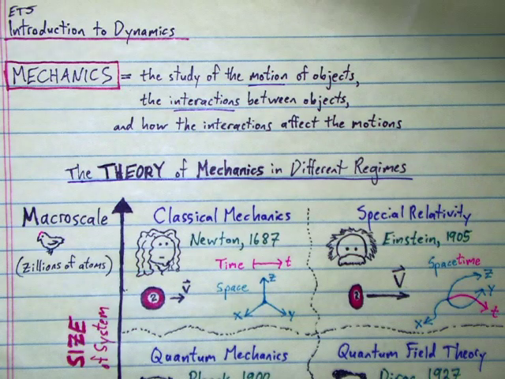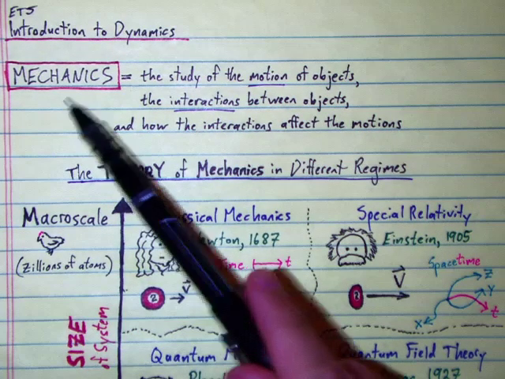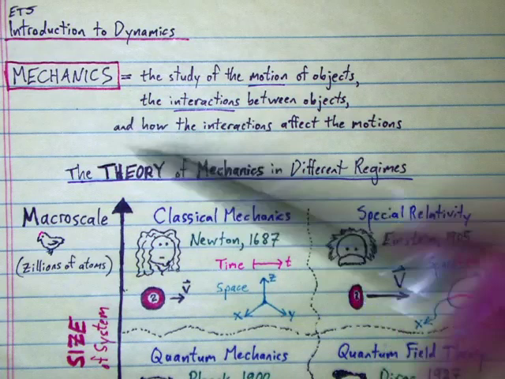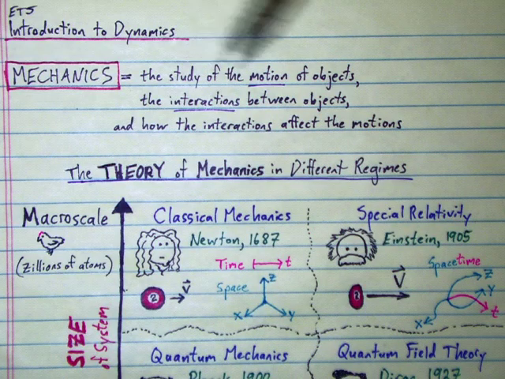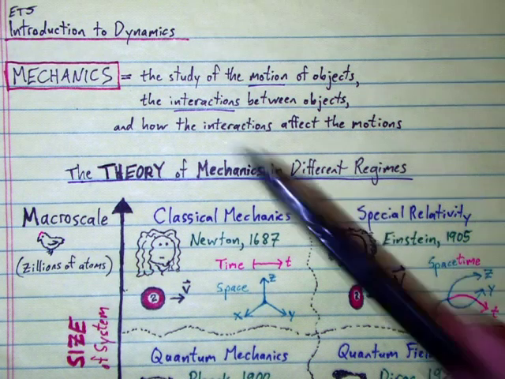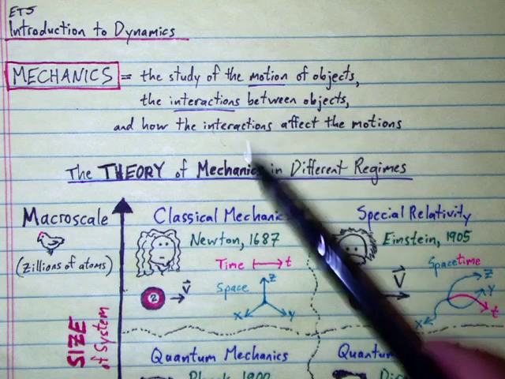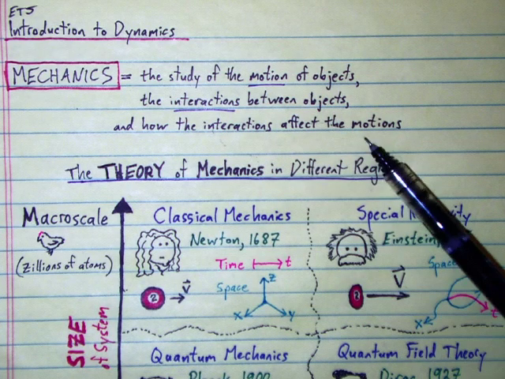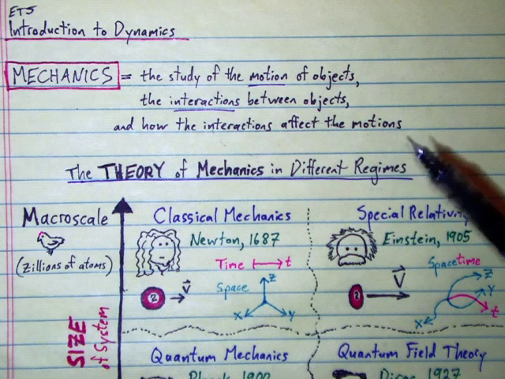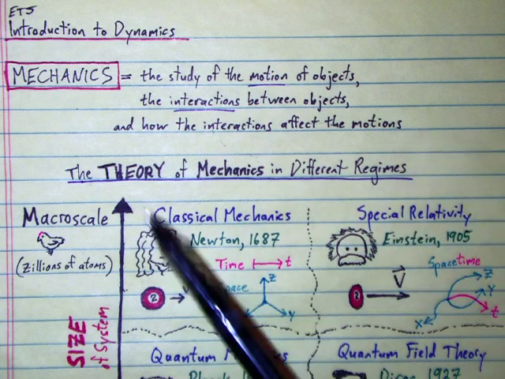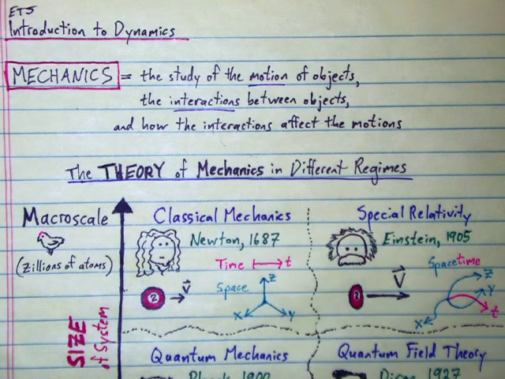The part of physics called mechanics is a huge area of study. Very generally, it involves the study of the motion of objects and the interactions between them, and then how those interactions in turn affect the motions. Let's take a sort of survey of the theory of mechanics.